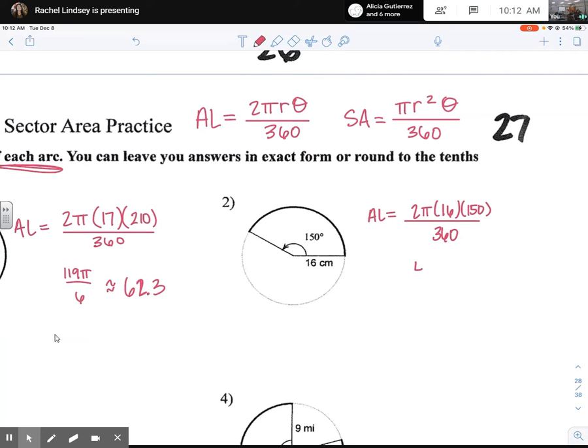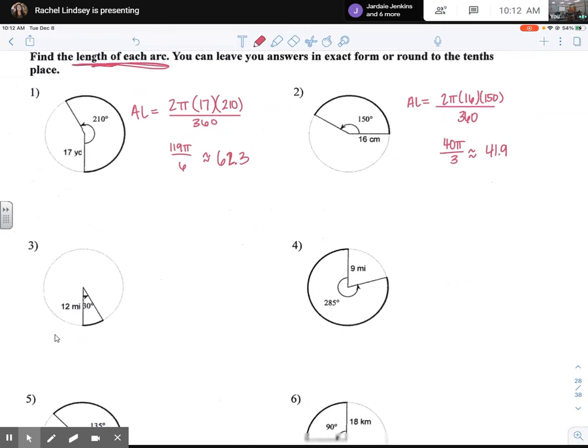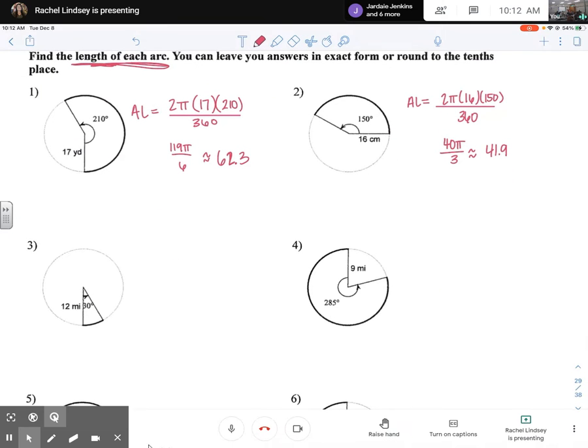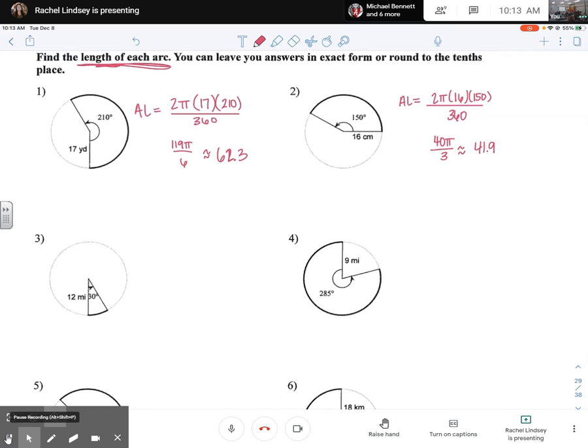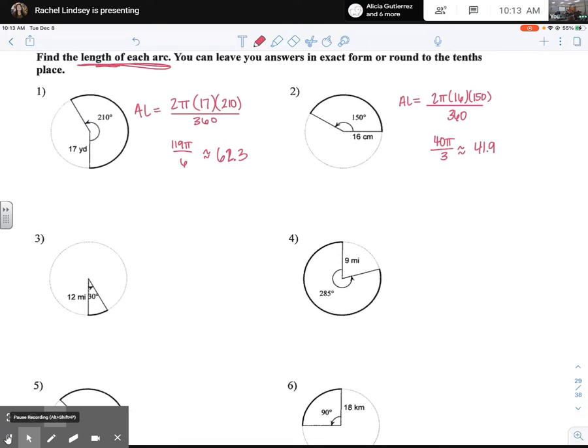Okay, so what y'all get? 45 over 3. Yeah. And then that as a decimal is 41.9. Okay, so F means F, and L means L.